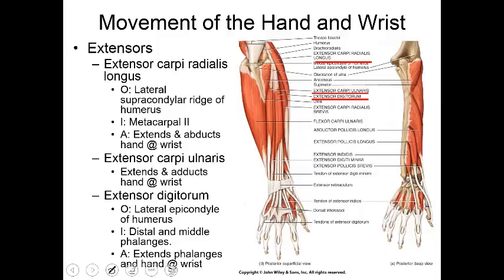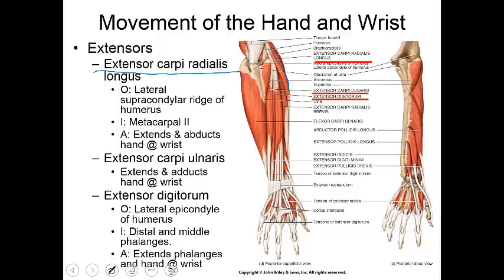So the next set of muscles that we're going to move on to are the extensor muscles. In standard anatomical position, these are muscles on the posterior or the dorsal side of the arm. Now we have the Flexor Carpi radialis. We have its corresponding extensor, which is Extensor Carpi radialis. Now take a look at where it originates. The Extensor Carpi radialis muscle is this one right here.